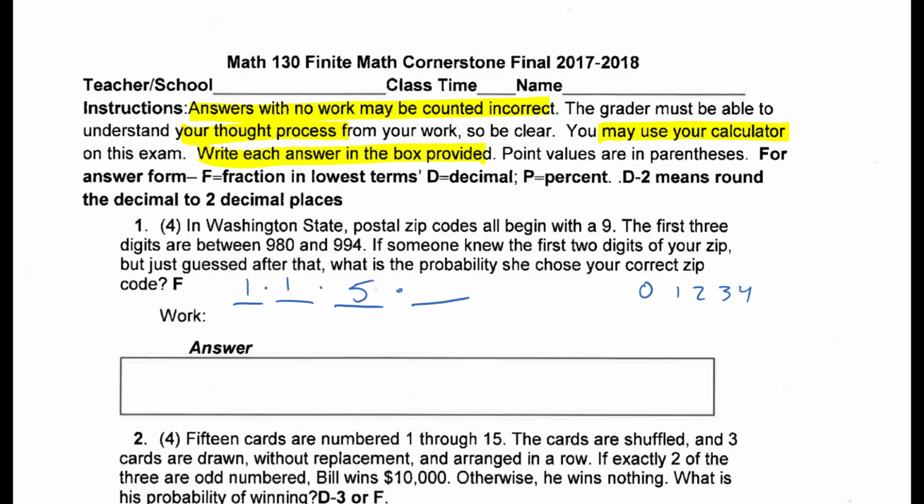The fourth zip code digit, there's 10 possible choices. And the fifth one, there's 10 more possible choices. So we can just multiply across using the multiplicative rule, and I get 500. So that's the number of possibles. But if they just guess at random, that's one guess out of 500 possible options.